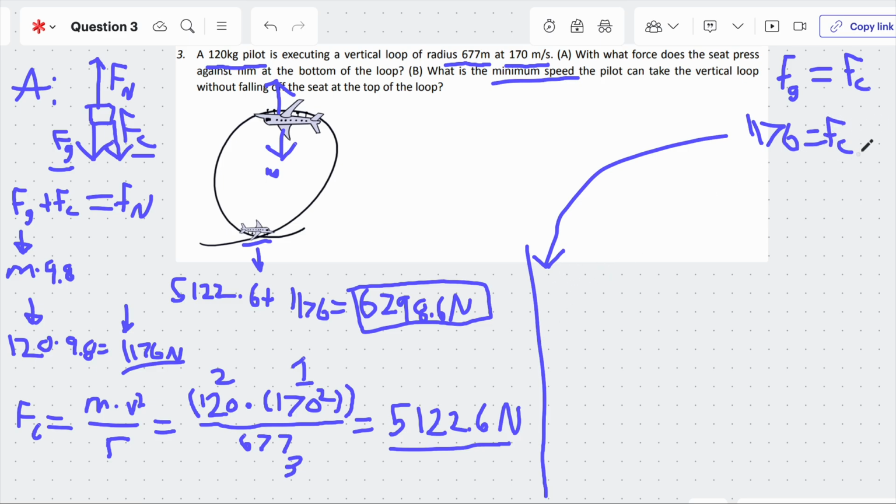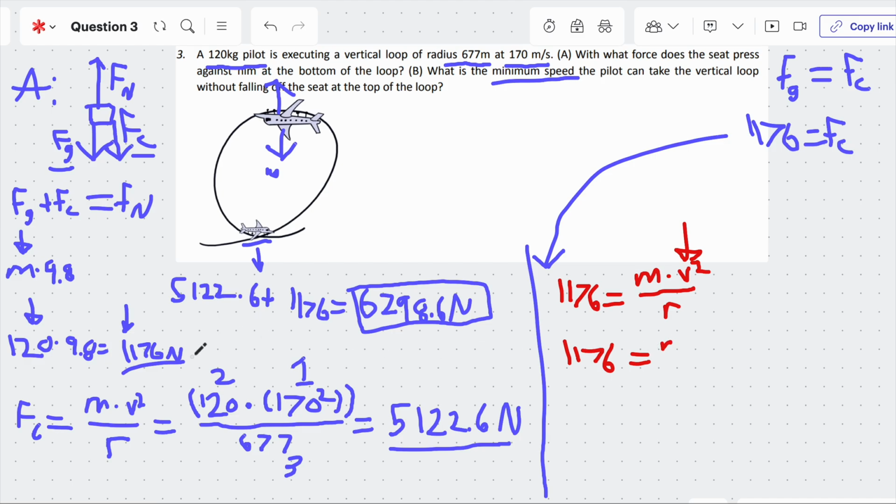Here, I'm going to plug in our centripetal force equation on this side. So we'll get 1176 equals, and our centripetal force equation, mass times velocity squared over r. So in this case, remember, we're trying to find the minimum speed, so we don't know v. This is what we're trying to figure out. Luckily, the mass and the radius are still the same. So let's plug those in for our next step.